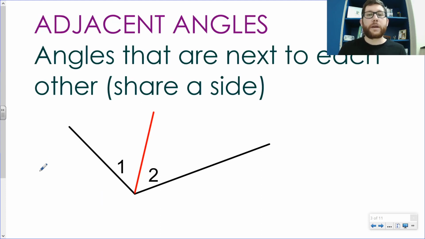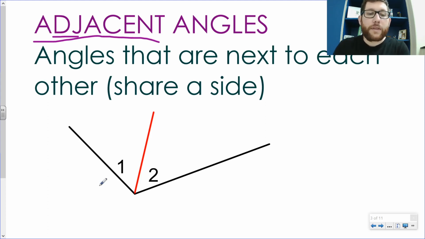The second angle pair is adjacent angles. So hopefully you've run into this word adjacent before. If you look real closely, you can see a DJ snuck his way in there. So adjacent angles mean that they are next to each other, or they share a side. So if we look here, angle 1 and angle 2 are adjacent angles.